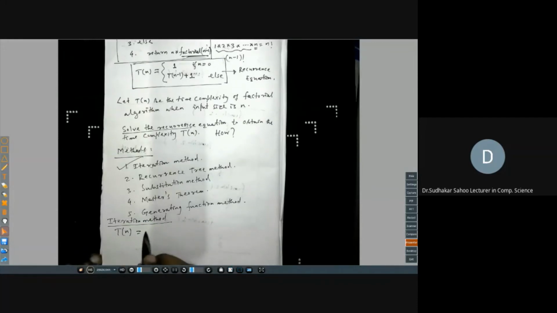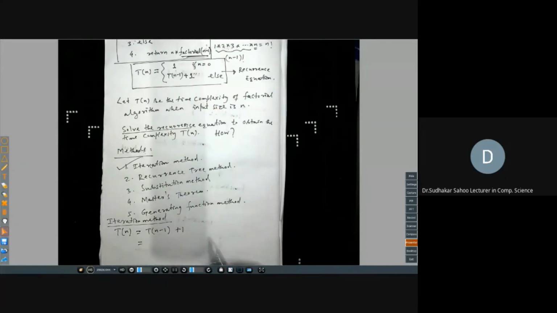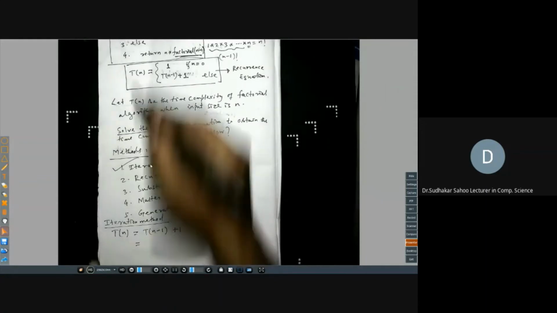This is very simple. So I am writing my recurrence equation: T(n) = T(n-1) + 1. This is the base case. Finally it will terminate with the base case. Suppose you are passing n greater than 0, the else part. You are passing 50, factorial 50 you want to calculate, or any value, 100 factorial. So that means you will execute this algorithm.